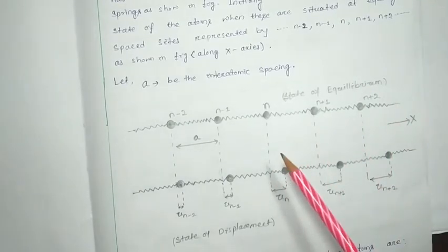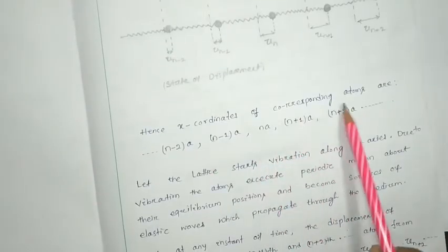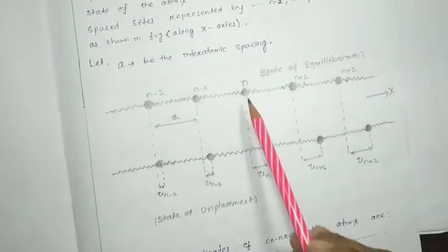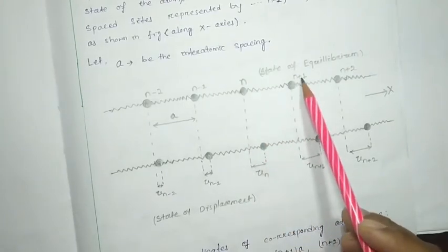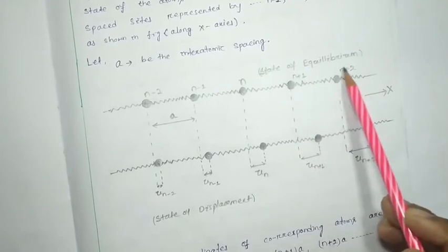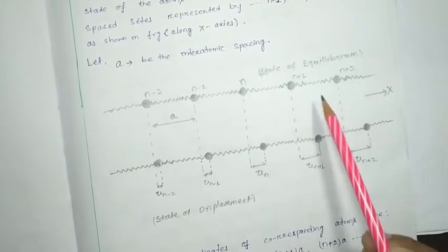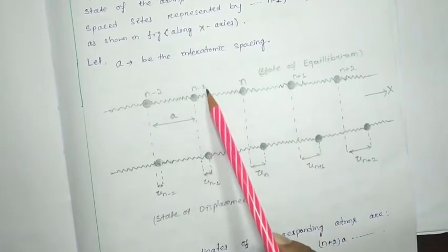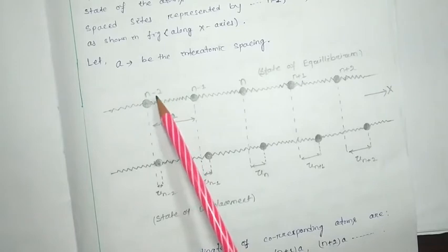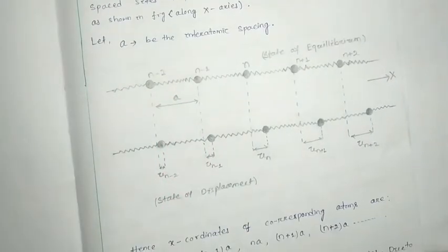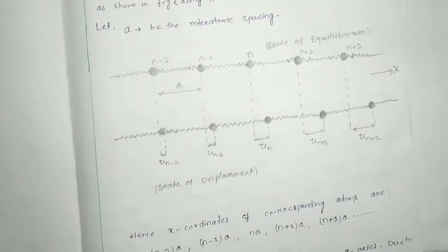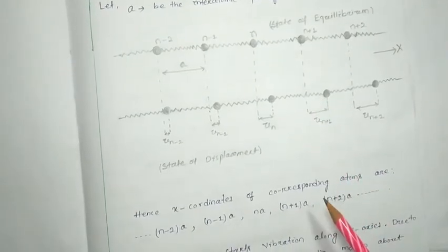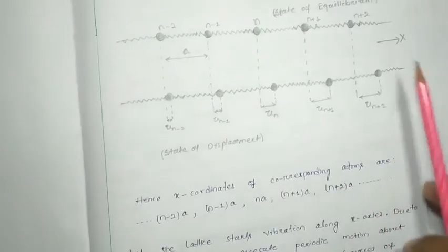So the corresponding x coordinate of this atom will be na, and this coordinate will be (n plus 1)a. The coordinate of this atom will be (n plus 2)a. The coordinate of this atom will be (n minus 1)a. The coordinate of this will be (n minus 2)a, and like that. So here I suggest that you first watch the video carefully, then you pause the video and write the notes, no problem.